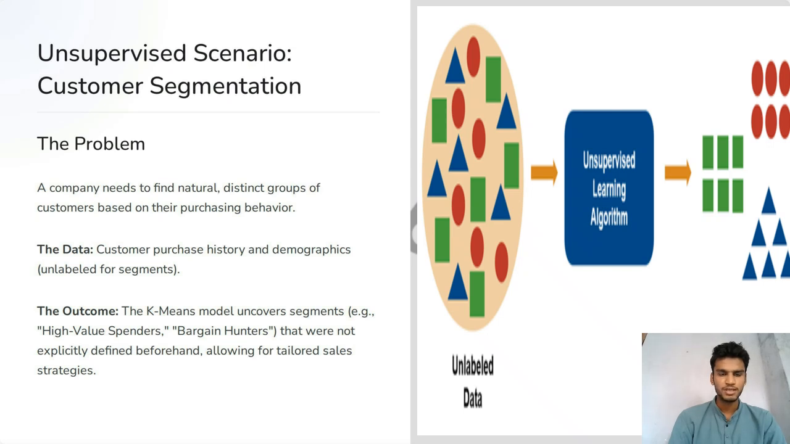Unsupervised scenario: customer segmentation. The problem is a company needs to find natural distinct groups of customers based on their purchasing behavior. The data is customer purchase history and demographics, unlabeled for segments. The outcome: the K-means model uncovers segments, such as high value spenders and bargain hunters, that were not explicitly defined beforehand, allowing for tailored sales strategies.